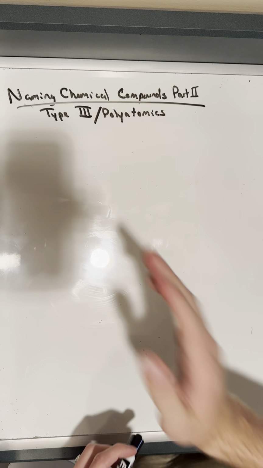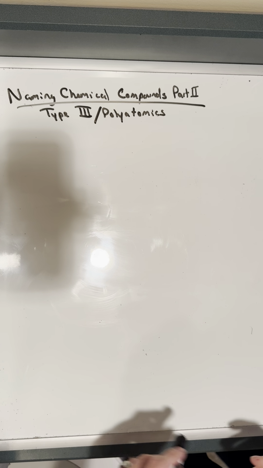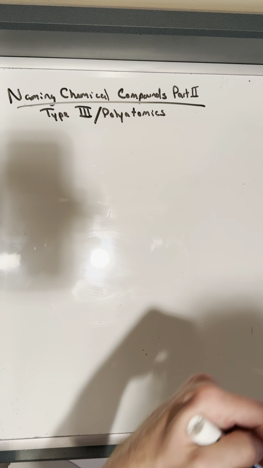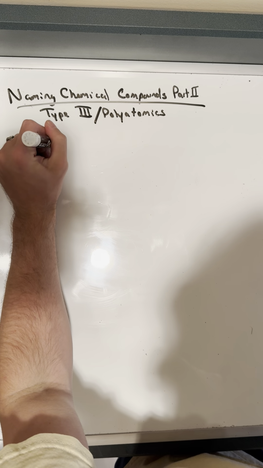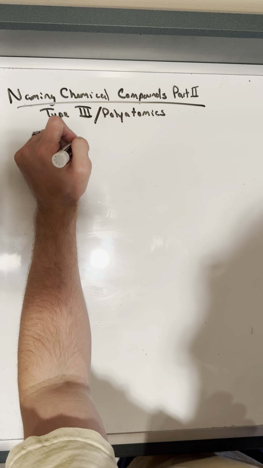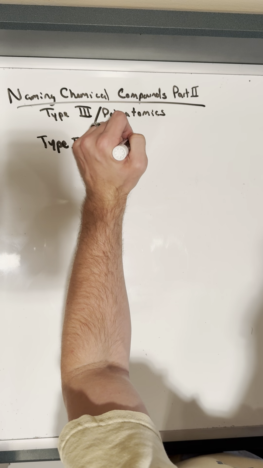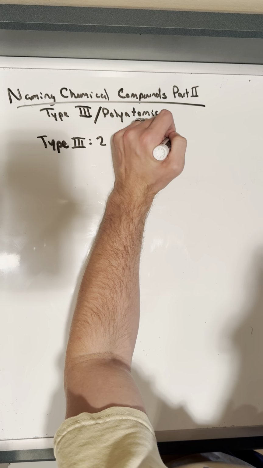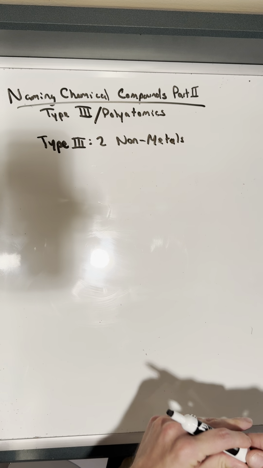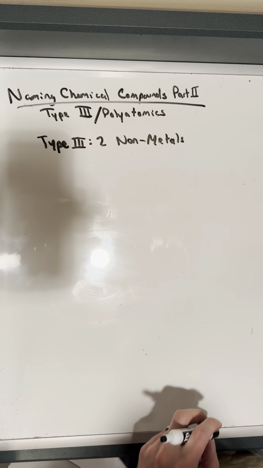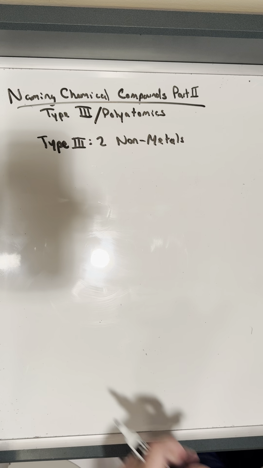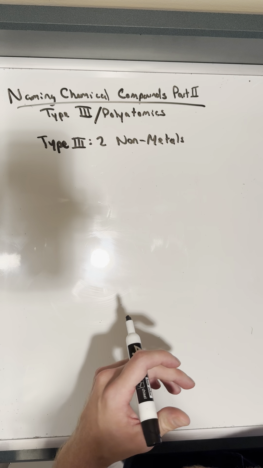This one's going to be over type 3 compounds as well as what are called polyatomics. Before I get started, I do want to address a couple things. Type 3 will involve naming specifically two nonmetals that are bonded together. So this could be anything like oxygen and hydrogen, oxygen and fluorine, or nitrogen and sulfur. As long as they're two nonmetals, then that fits our criteria.